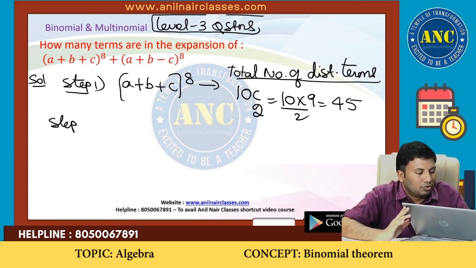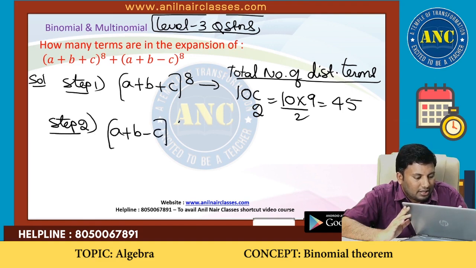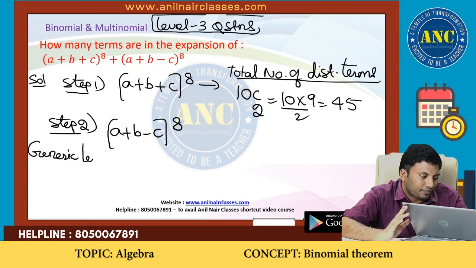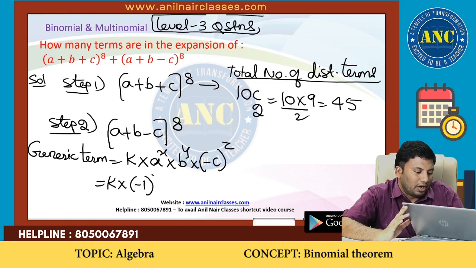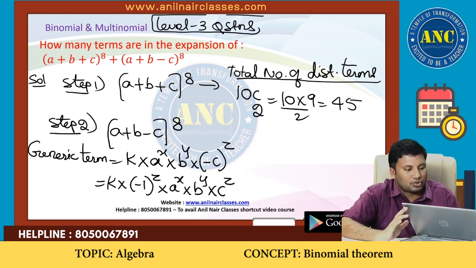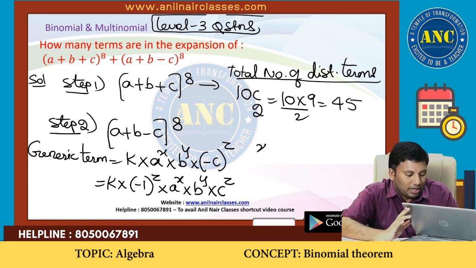Step number 2. A plus B minus C power 8. The generic term will be K into A power X into B power Y into minus C power Z. This is nothing but K into minus 1 power Z into A power X into B power Y into C power Z. Anyway, the sum should be equivalent to 8. So X plus Y plus Z equals 8.